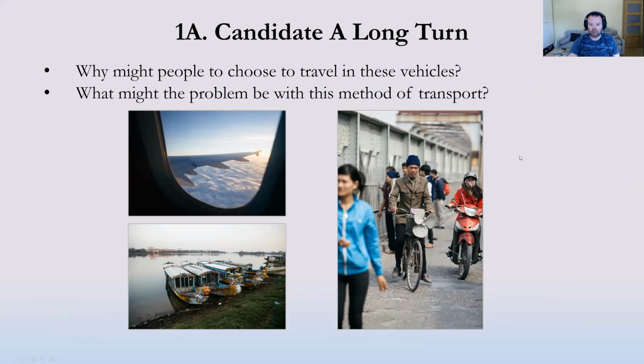I've noticed a little typo there, I need to change. So they could say, well, people might choose to travel in an aeroplane, pointing at this one, because they want to travel a long way. And then they're into it. So they need to cover both of those questions with 2 of the pictures.